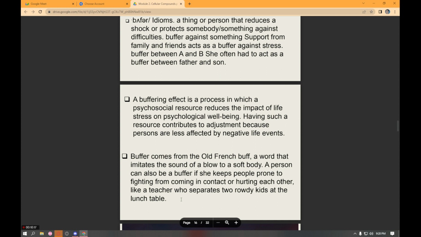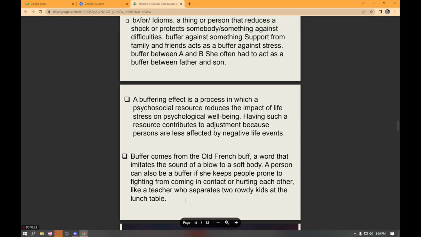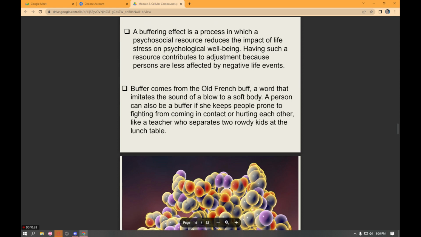Okay, for example, here the teachers. A teacher is a buffer. Why? Because she separates the two fighting kids in a lunch table. Why? Because it will trigger them. If you put them together, they will scratch each other. So you act as a buffer. In your pH, a buffer neutralizes the acidity and alkalinity of something.